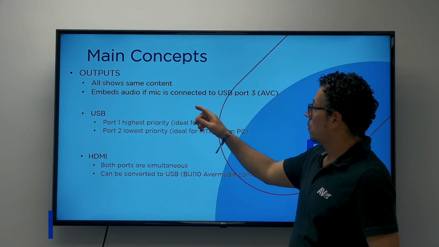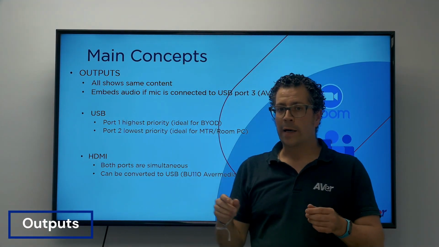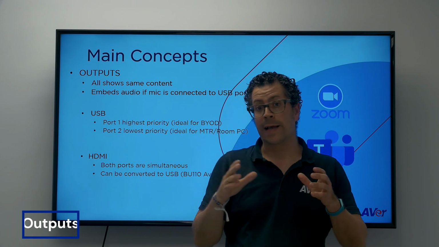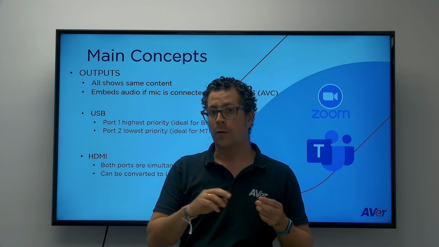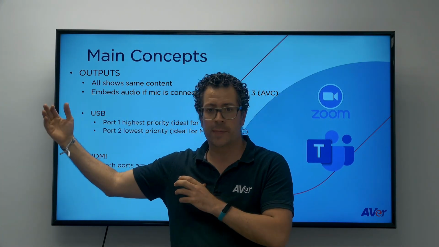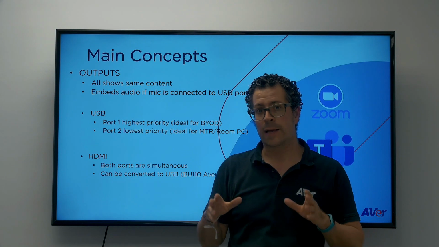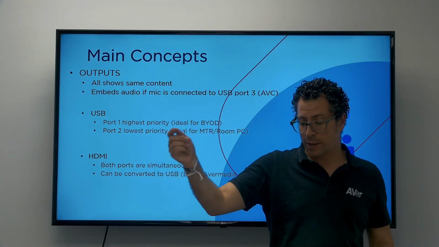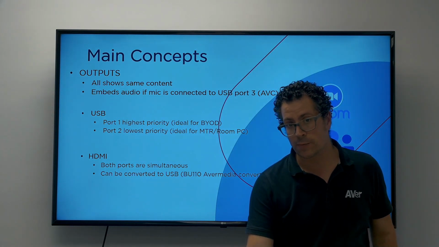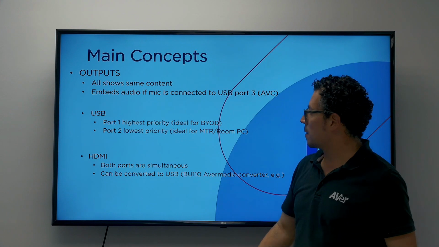About the outputs, remember that all the outputs show the same content. So USB ports, HDMI, NDI or RTMP, YouTube streaming, are displaying the same content. You can embed the audio if you are connecting to port number 3, USB number 3, as mentioned before. What outputs do we have in this system?